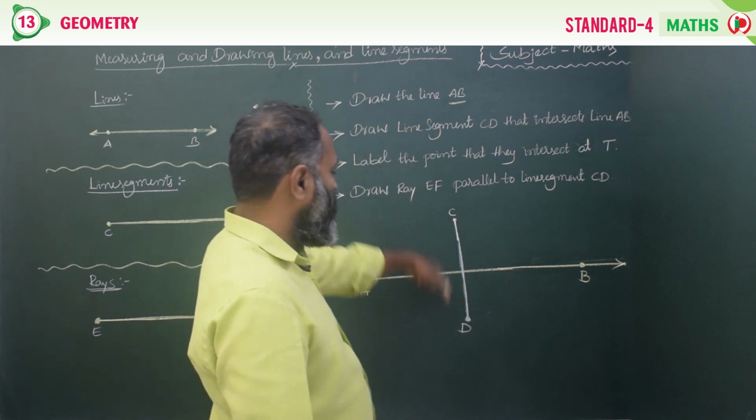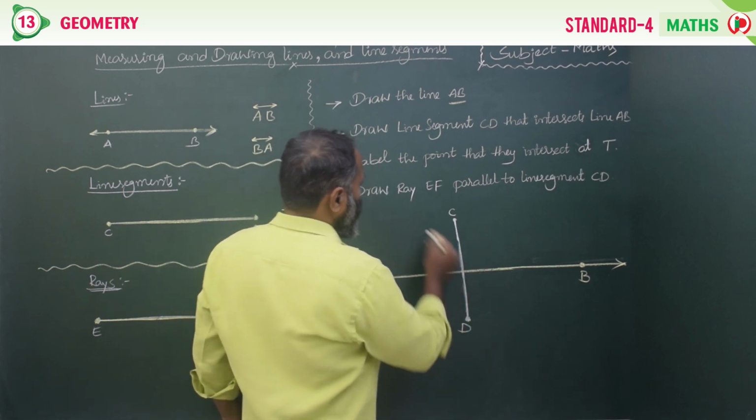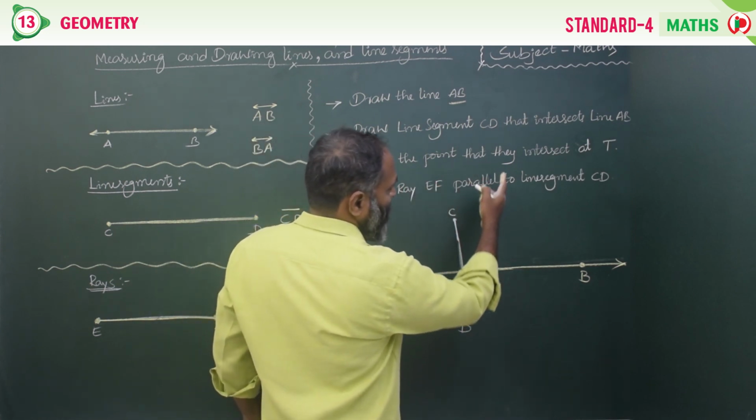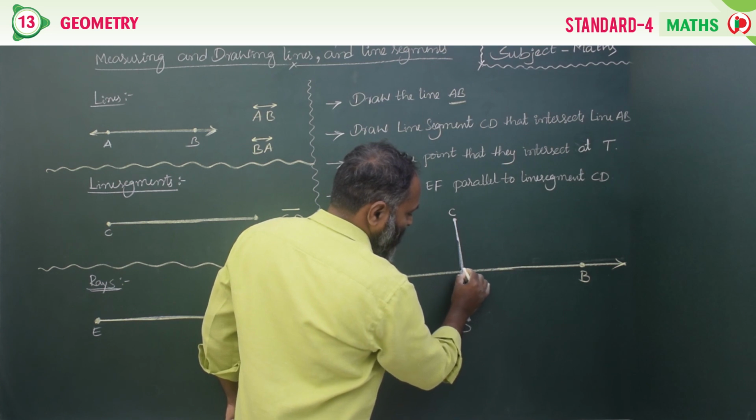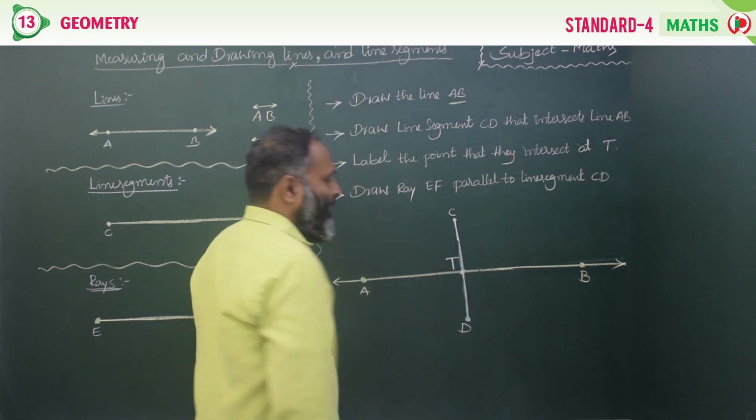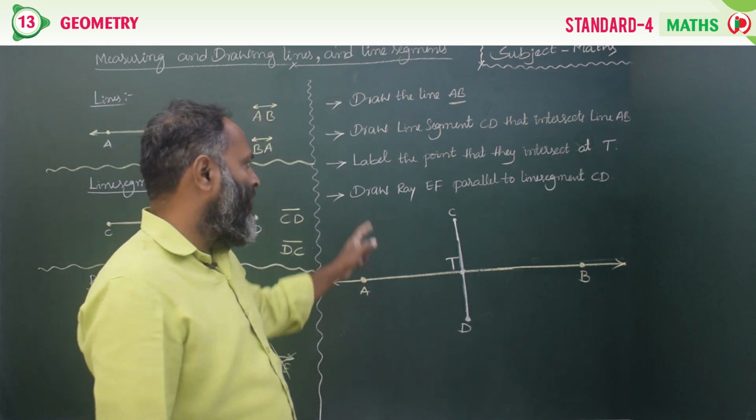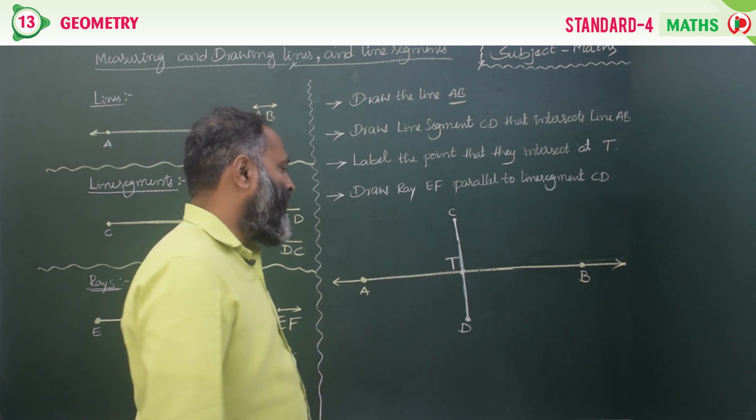So this intersects AB, you see. Label the point where it intersects. Here the point of intersection is T. Where does it intersect AB? At a point T. Then after that, draw a ray EF parallel to CD.